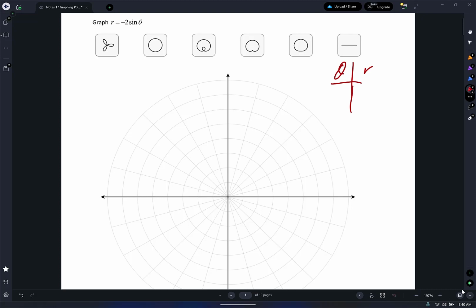And by the way, before I start, this is a polar grid. It starts at pi over 12. And then all these gaps are pi over 12 apart. Pi over 12, pi over 12, pi over 12. All those gaps are pi over 12, guys.